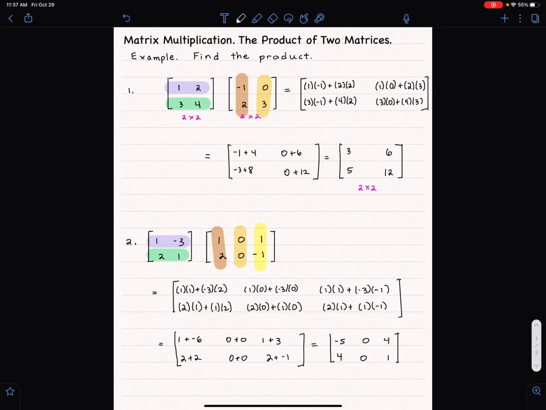Let me also point out that this first matrix is a 2 by 2. The second matrix has 2 rows and 3 columns, so it's 2 by 3. The 2 and the 2 have to match for this to work. And then the product is going to be a 2 by 3, which we see over here. Those are the 2 outside numbers there, 2 by 3.